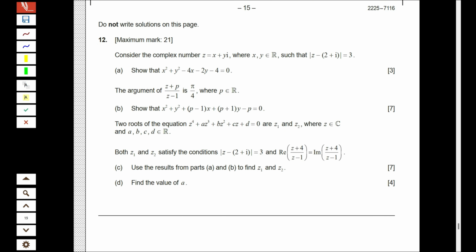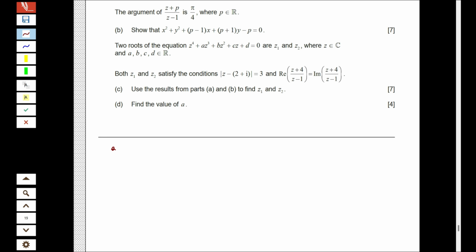Question 12. Consider the complex number z equals x plus yi, where x, y are real numbers such that the modulus of z minus 2 plus i equals 3. Show that x squared plus y squared minus 4x minus 2y minus 4 equals 0.